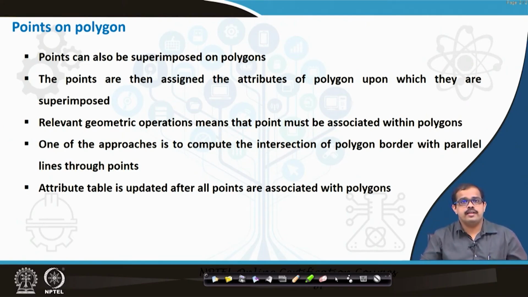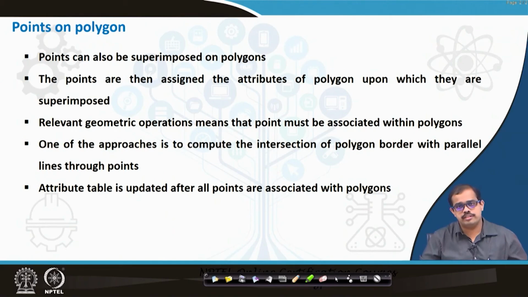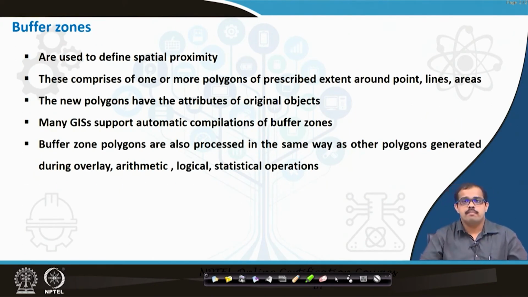Relevant geometric operation means that points may be associated with polygons. So, one of the approaches is to compute the intersection of a polygon border with parallel lines through points. You use points to compute it, and the attribute table is updated after these points are associated with the polygon. So, always, any operation on any data set, what is updated is the attribute data. Then the next concept is buffer zones.